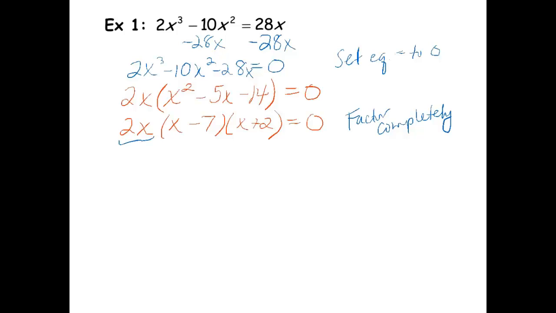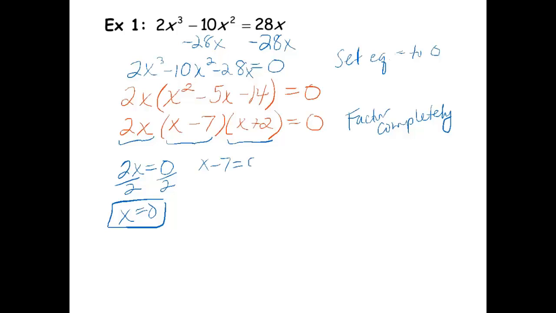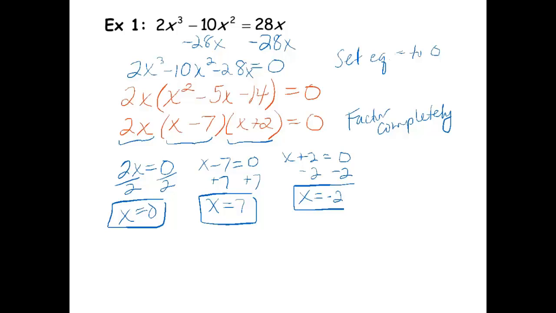I'm going to set each factor, there are 3 of them here, equal to 0 and solve. So 2x might be equal to 0. If I divide both sides by 2, that means x equals 0. That's our first solution. Maybe x minus 7 is equal to 0. Well, if that's the case, let's solve for x. X could be 7. And then for the last factor, x plus 2 equals 0. Solve for x and you get x equals negative 2.